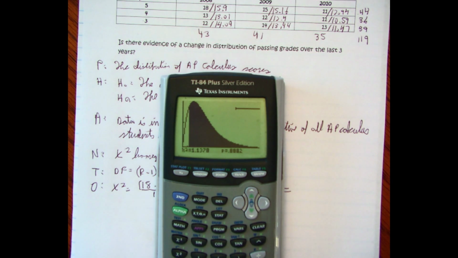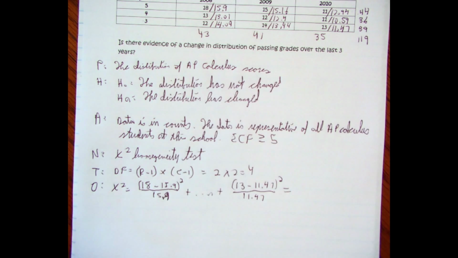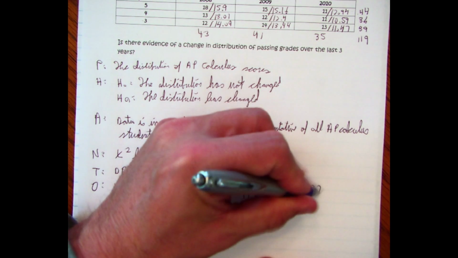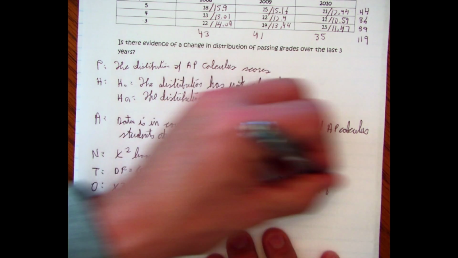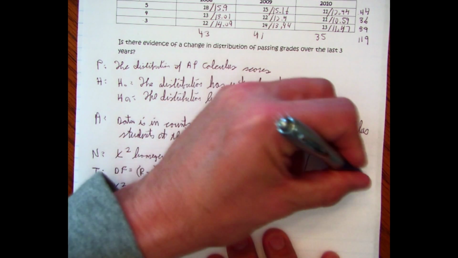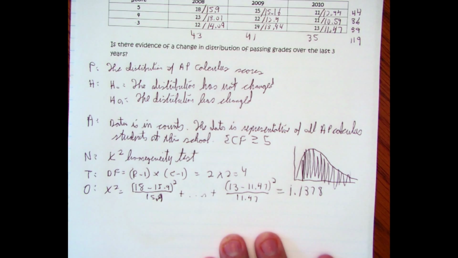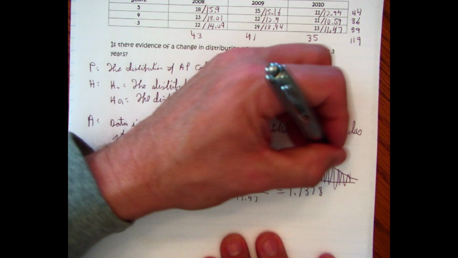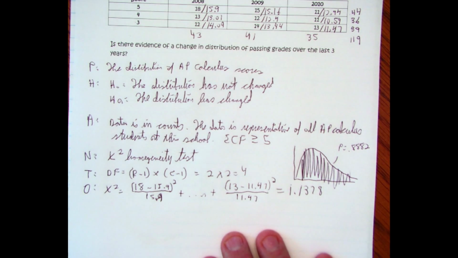What happened is we got a fairly high p-value. The chi-squared is 1.1378, so we're going to put that on our paper. I'm just going to draw this curve somewhere on my paper out of the way, and shade in a good part of it like that. And I'm going to put a p-value of 0.8882.